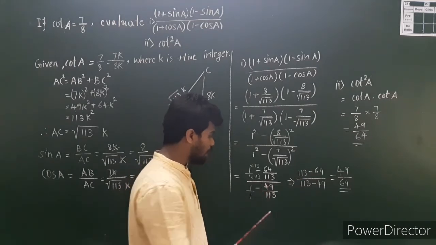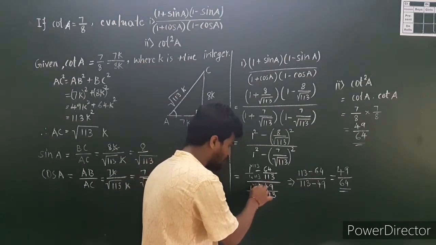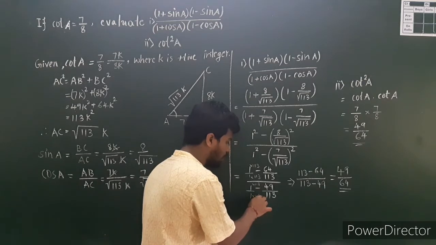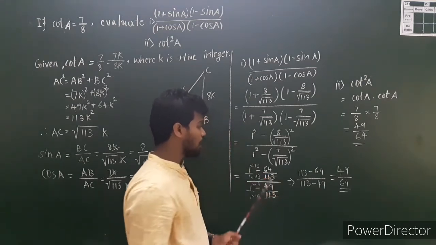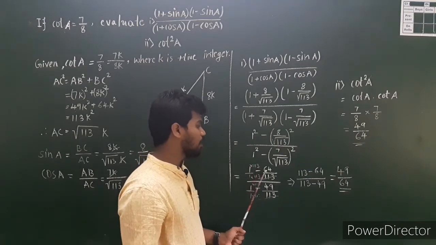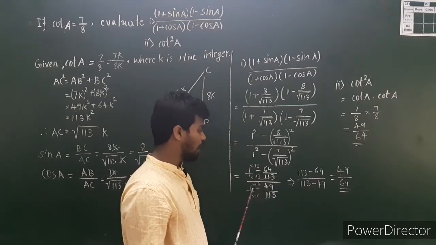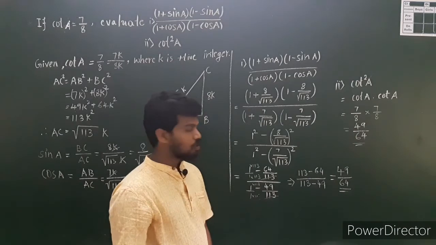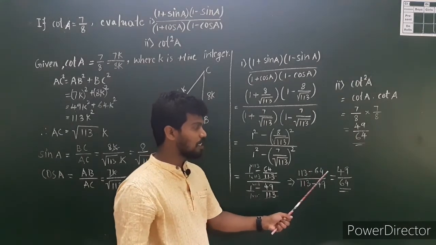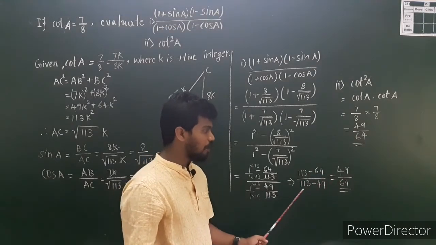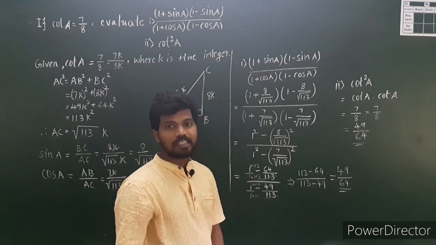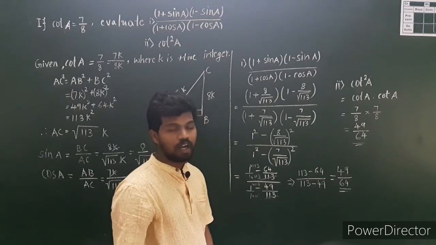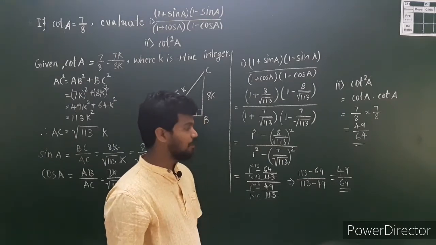So the remaining, here also you do that 130 into 130. So the common denominator cancels here. So the remaining 130 minus 64, 130 minus 49. So 130 minus 64, you get 49, and 130 minus 49, you get 64. The final answer you got is 49 by 64.